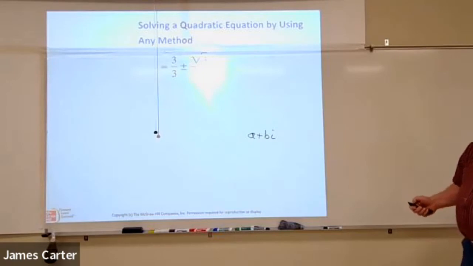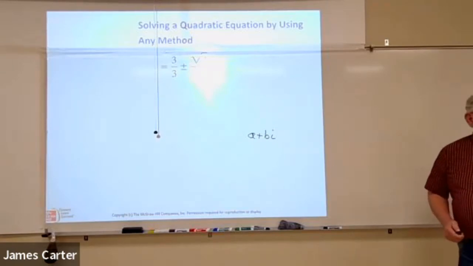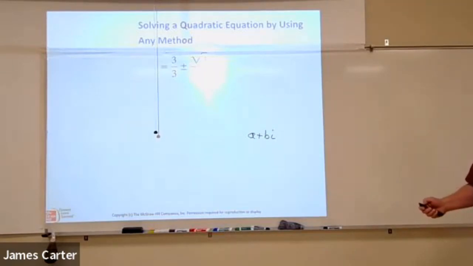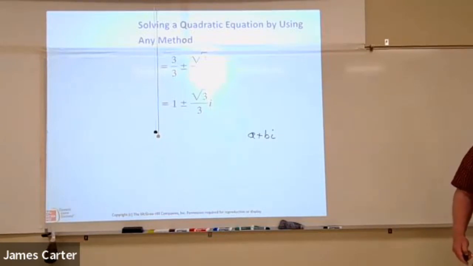Actually, this can still be simplified even more, because 3 will go into 3. So this thing simplifies into 1 plus or minus radical 3 over 3i, to get the a plus bi format in simplest form.